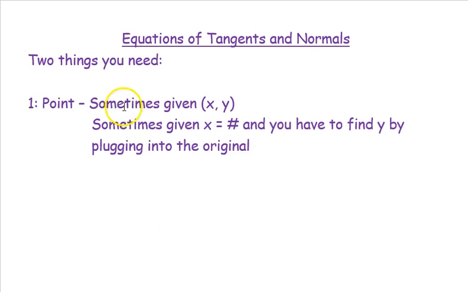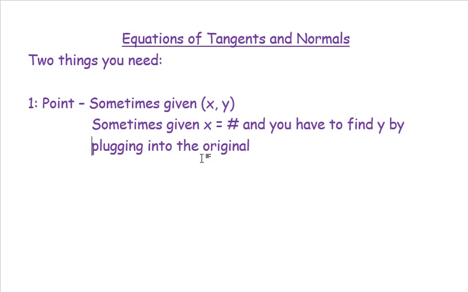Okay, now we're going to review equations of tangents and normals. And if you guys remember, there's always two things that we need. One of those things is a point. Sometimes you're given the point, x and y, the whole thing, and you don't have to worry about it. Other times you're given just x equals some number, so that's the x value of the point, and you have to find the y by plugging into the original.